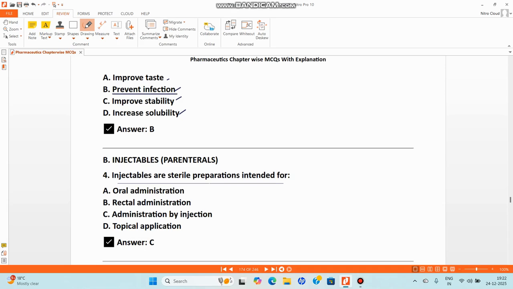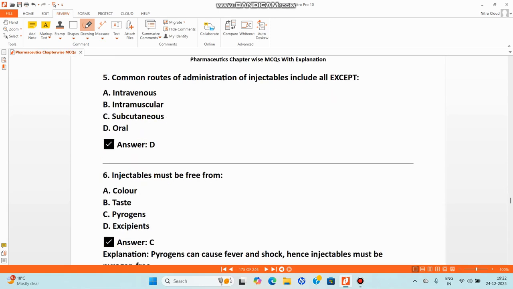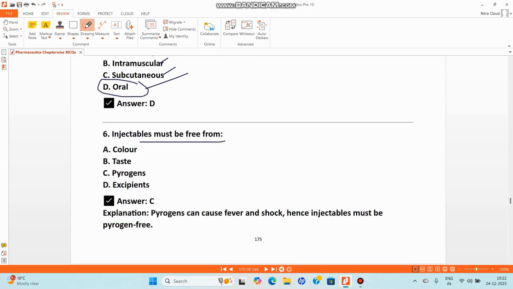Injectables are sterile preparations intended for administration by injection, right? So next, what common route for administration of injectables includes all except: intramuscular, intravenous, subcutaneous and oral. So oral is not a common route of injectables. Injectables must be free from C, that is pyrogen. Okay, pyrogen, because pyrogen can cause fever and shock, hence injectables must be free from pyrogen.